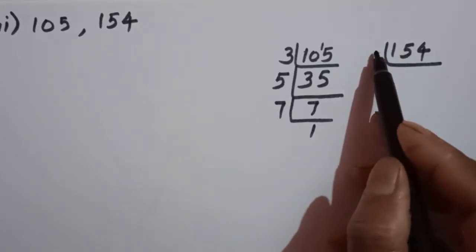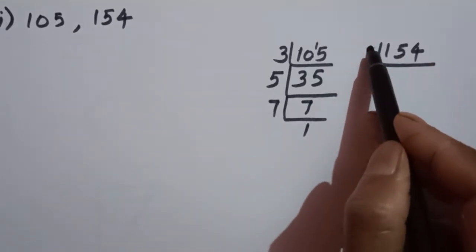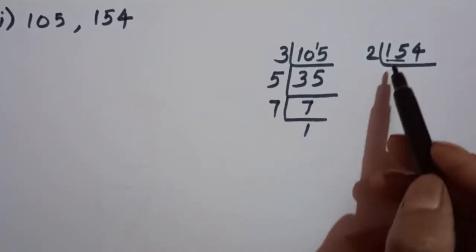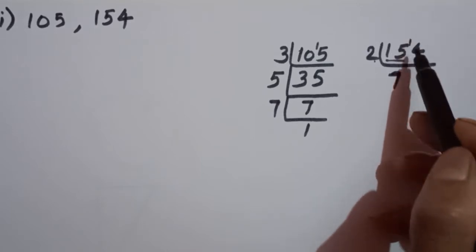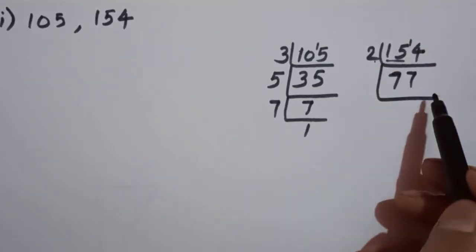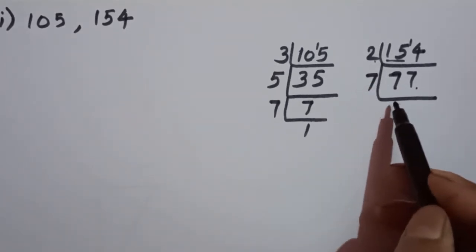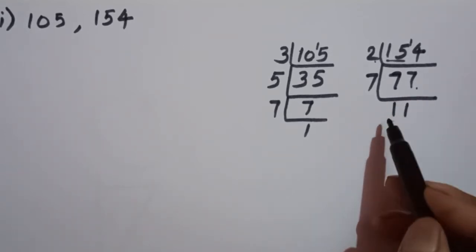Last digit is 4, so it can be divisible by 2. The first digit is small, so take both the digits, 15. 2 sevens are 14, and 1 remains here, again 14. 2 sevens are 14. Now this number is divisible by 7. 7 ones are 7, both the places ones are.